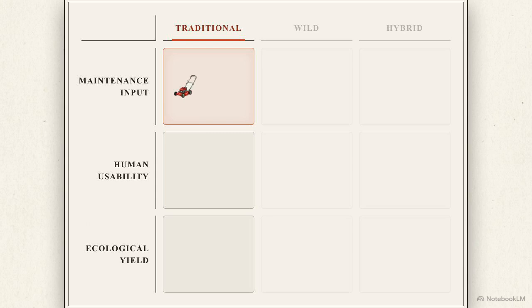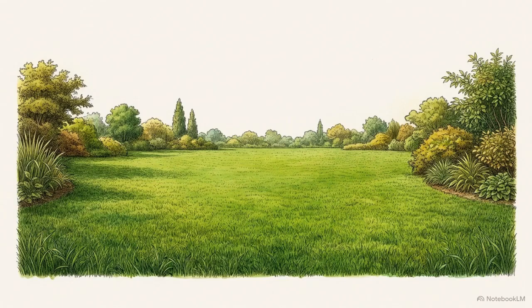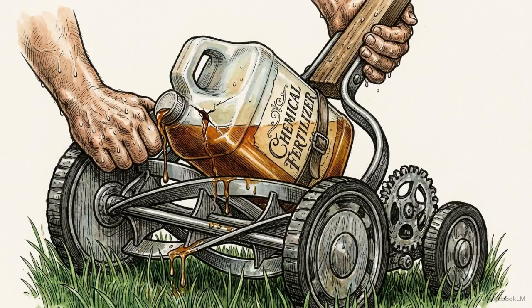Let's start with the traditional model. The inputs are severely high: intensive weekly labor, expensive chemical applications, and heavy irrigation. The return on that investment is total aesthetic control. You eliminate invasive weeds, maintain clear pathways, and guarantee high human usability for outdoor activities. But the ecological yield drops to 0. It produces no food for bees and actively increases chemical runoff into the soil. The traditional approach secures maximum human utility, but it demands bankrupting amounts of free time and causes localized environmental damage.